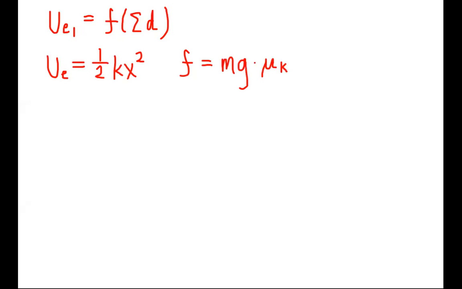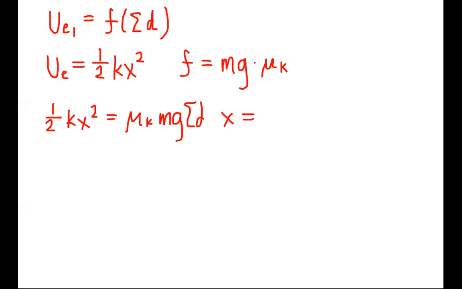So now plugging this back into the equation we already calculated, we get 1/2 kx squared is equal to μmg times the sum of d. And we can rearrange that to solve for x. So we get x, and we also have the sum of d, right, times the sum of d.